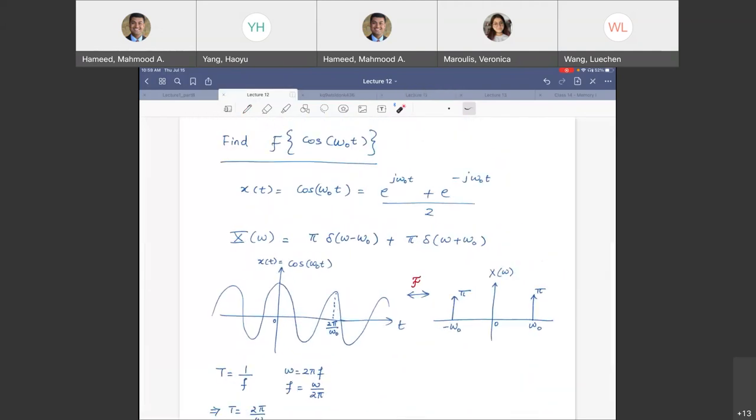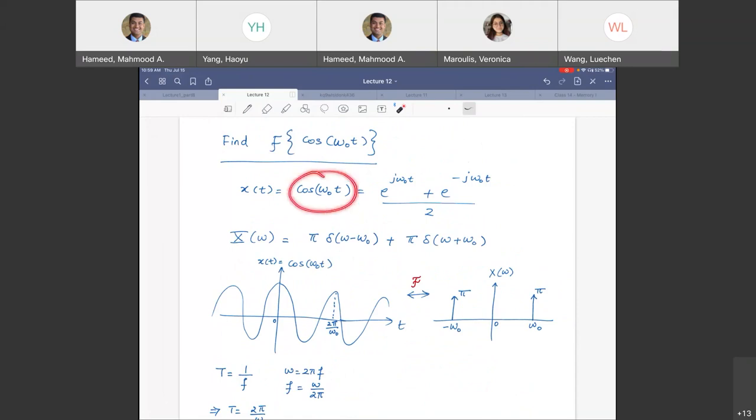Find the Fourier transform of a cosine signal, cosine omega naught t. For cosine omega naught t, I want you guys to be so comfortable with it that you almost memorize the Fourier transform of a cosine omega naught t. There's a reason for this. We use this Fourier transform a lot, especially when talking about communication systems. So let's see if we can derive it first.